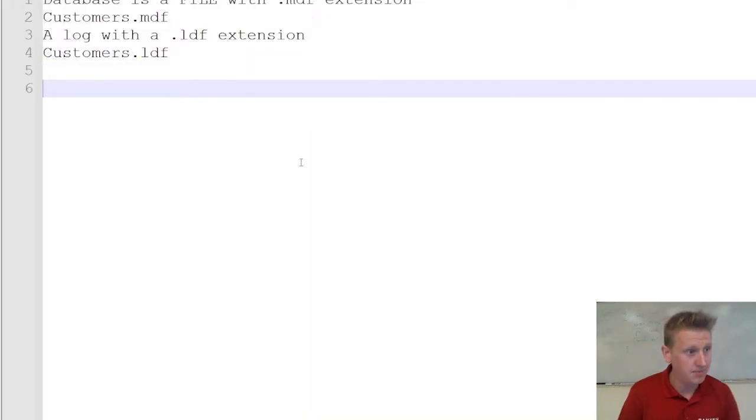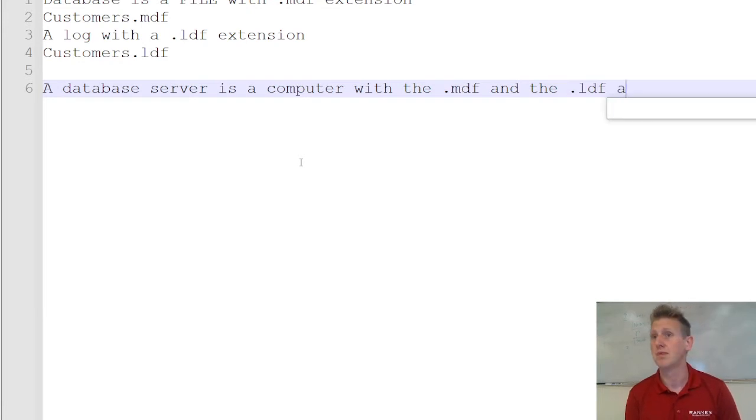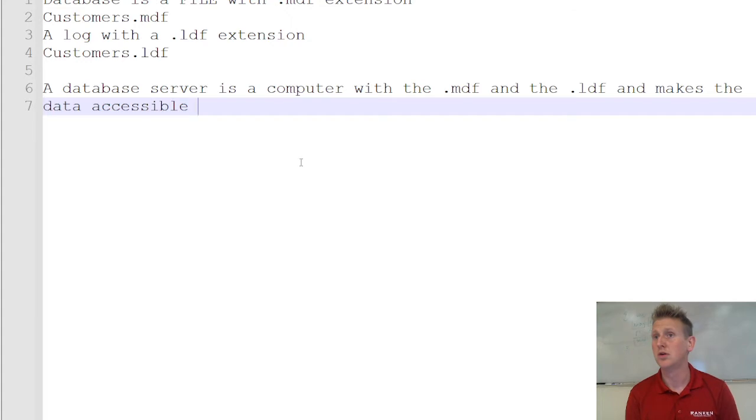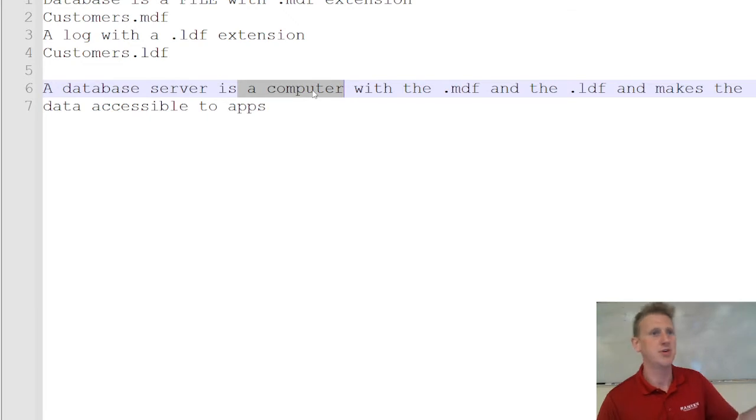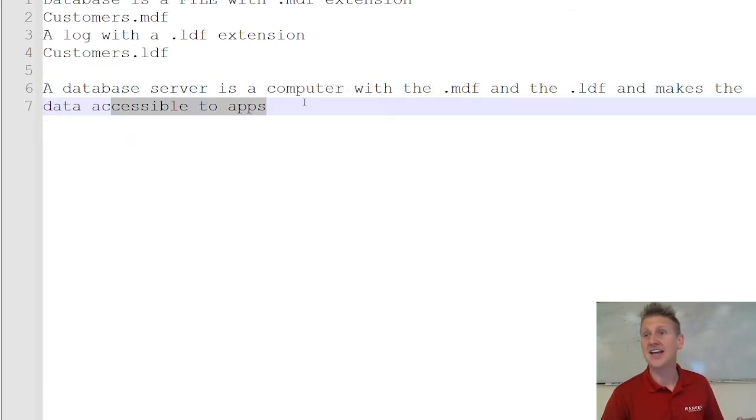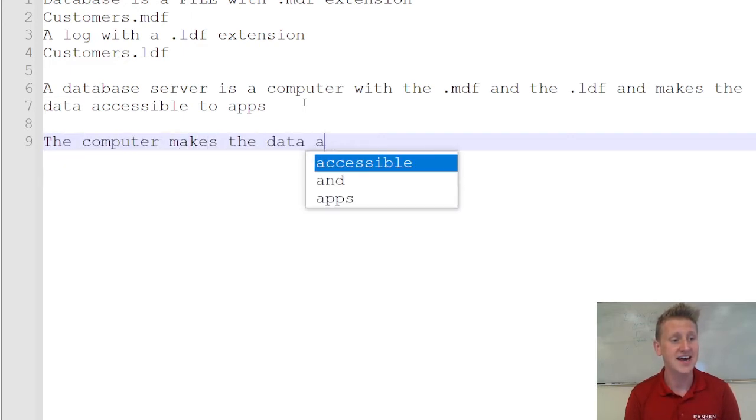Well, what is a database server then? A database server is a computer with the MDF and the LDF and makes the data accessible to apps. So these files exist on a computer somewhere. Databases are everywhere. Everything uses a database. Every software that we use is data driven. They're everywhere on the internet, right? A database server is just a computer. Sometimes it's a Windows computer, sometimes it's a Linux computer, whatever, with the files, and makes the data accessible to apps. And accessible with permissions and credentials and that kind of stuff. Well, how do you make it accessible? The computer makes the data accessible through software.